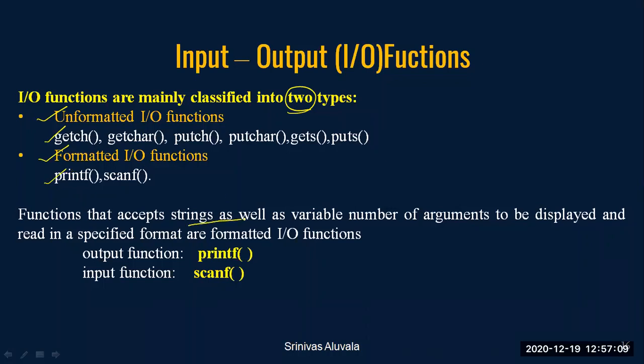Functions that accept strings as well as a variable number of arguments to be displayed, and read in a specified format, are called formatted IO functions. That means they need to know the specified format, what kind of data they are supposed to give and what kind of data they are supposed to take. Such functions are scanf and printf, the formatted input output functions. If my function is not bothered what kind of data it is taking or giving, then we call them unformatted IO functions.